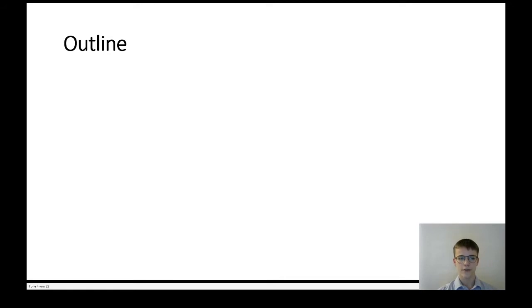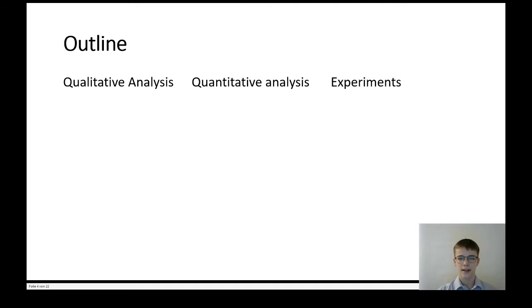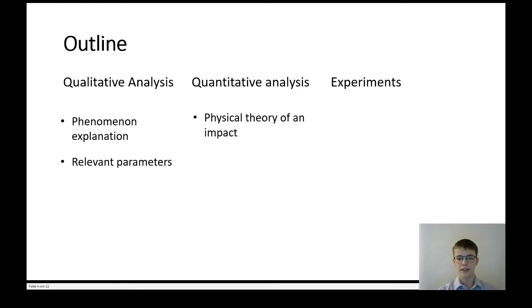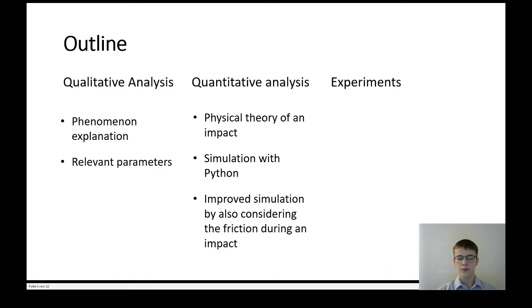This presentation consists of three main points. First the qualitative analysis, then the quantitative analysis, and then our experiments. For the qualitative analysis, I'm first going to explain how the phenomenon works, and then talk about the relevant parameters. For the quantitative analysis, we made a physical theory of an impact, and then simulated it using Python. Finally, we improved the simulation by also considering the friction during an impact. For the experimental part, we made high FPS videos of falling capsules in order to analyze them and then compare them to our theory. Then I'm going to present our error analysis.